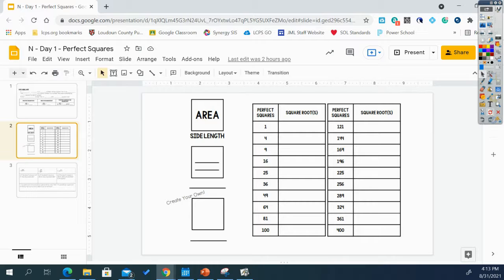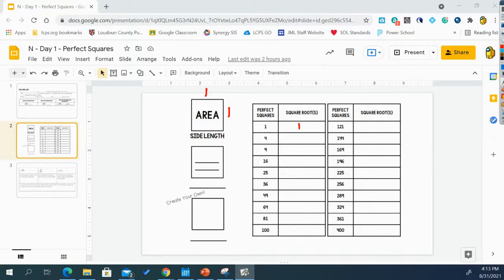As an example, if I said 1 for this first one, we would know that 1 times 1 would get us an area of 1. Now that's an easy one. Let's go on to some more. If I had an area of 4, meaning the inside here was 4, how big would each side have to be? Each side would have to be 2 and 2.